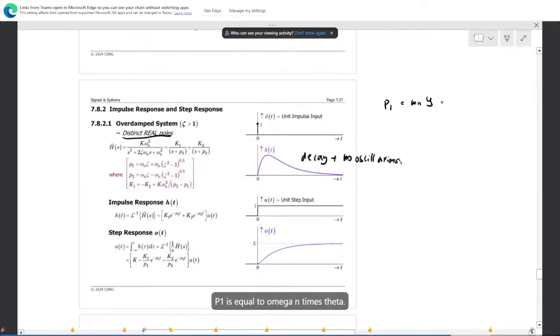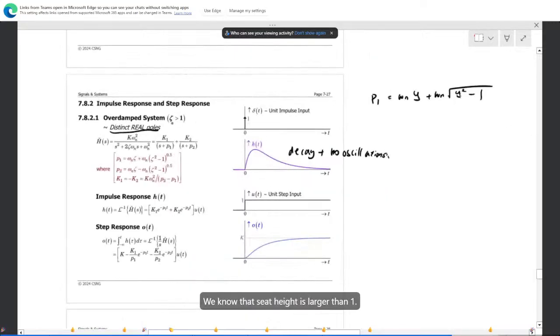P1 is equal to omega n times theta plus omega n times square root of theta squared minus 1. We know that theta is larger than 1. So this term will definitely be larger than omega n, which means the first term here will decay at a faster decay rate, and the decay rate is larger than omega n. And then let's look at the second term, P2.